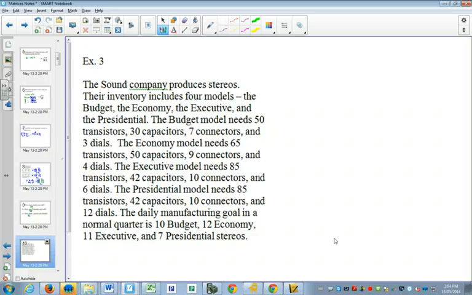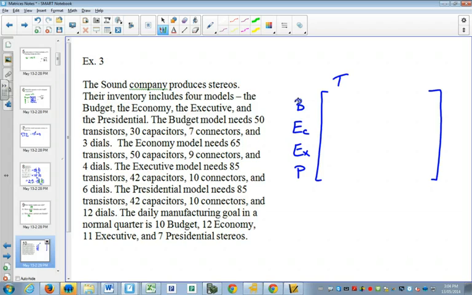So you said most people did it up and down? So I'll do it budget, economy, executive, and presidential this way. And then we've got transistors, capacitors, connectors, and dials. So we've got the budget, 50, 30, 7, 3. The economy, 65, 50, 9, 4.